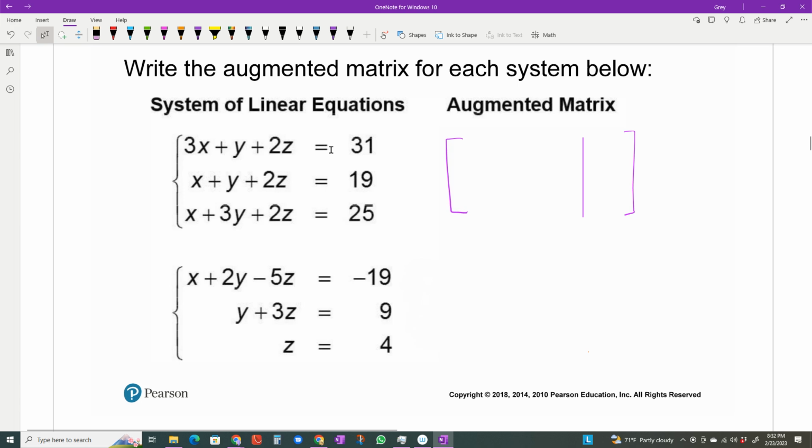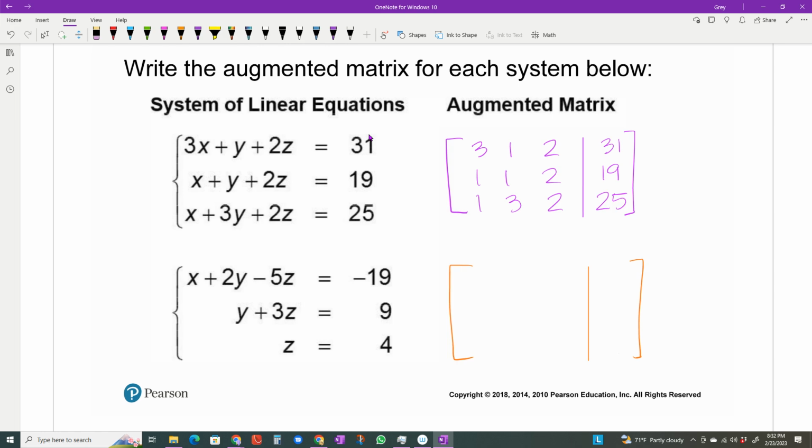So my top row is going to be 3, 1, 2, and then 31. So that's what I've got for the first row. Next row, 1, 1, 2, 19. And then 1, 3, 2, 25. That's all it is. All right, look at the next one.